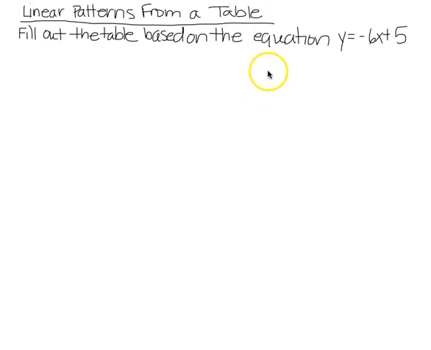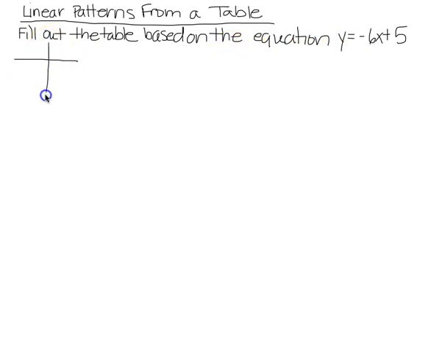All right, so in this video, we're going to look at linear patterns from a table. First thing should be super quick, and that is fill out the table based on a given equation. When you actually have the linear equation and you have a table for certain values, that is just plug and chug, just like if you were using it to graph, which in this case we're not graphing.